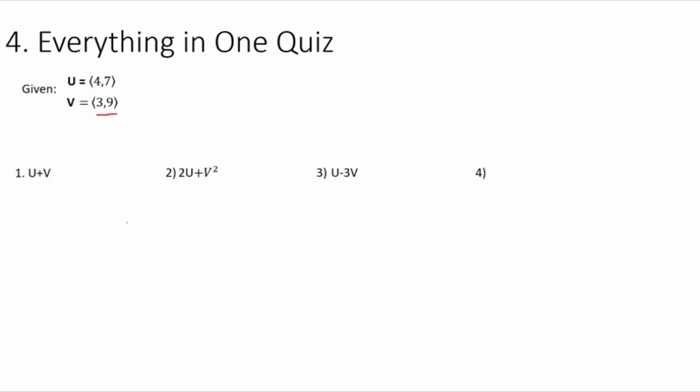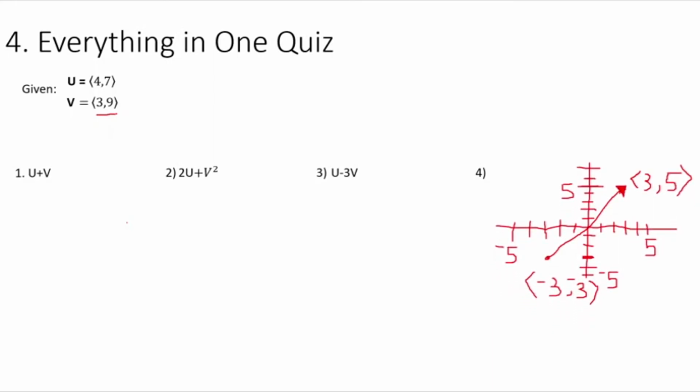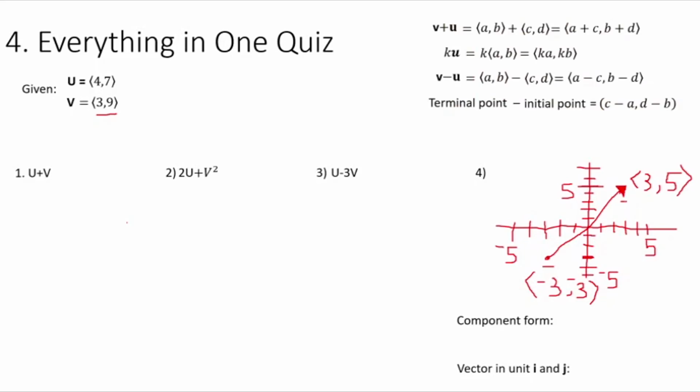And for the fourth, I decided to draw a little graph of how you will probably see the vector in your exam. Again, this will be the initial point, and this would be the terminal point. For this one, you need to find the component form for number 4, as well as the vector in unit i and j. I'm going to give you the equations that we were doing prior to this. So here are the equations that you will probably be needing to solve these. You will pause the video now and try to do the problems.